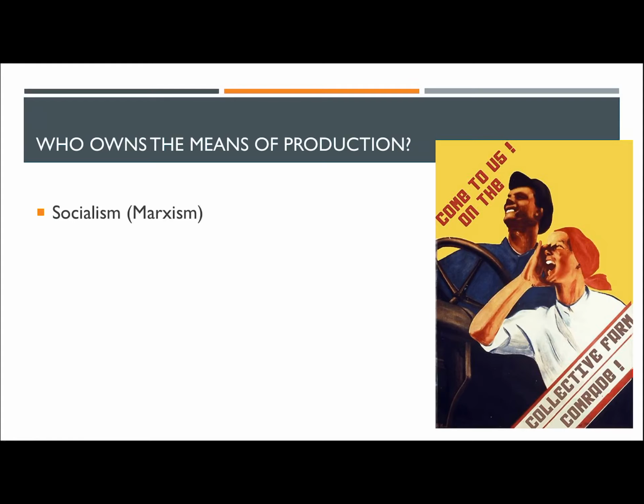There are a couple of systems. Number one, let's start with socialism. And honestly, this is all coming really from Marxism, but we're going to start with socialism. Who owns the means of production in socialism? The answer is the people. They're going to own the means of production in common.